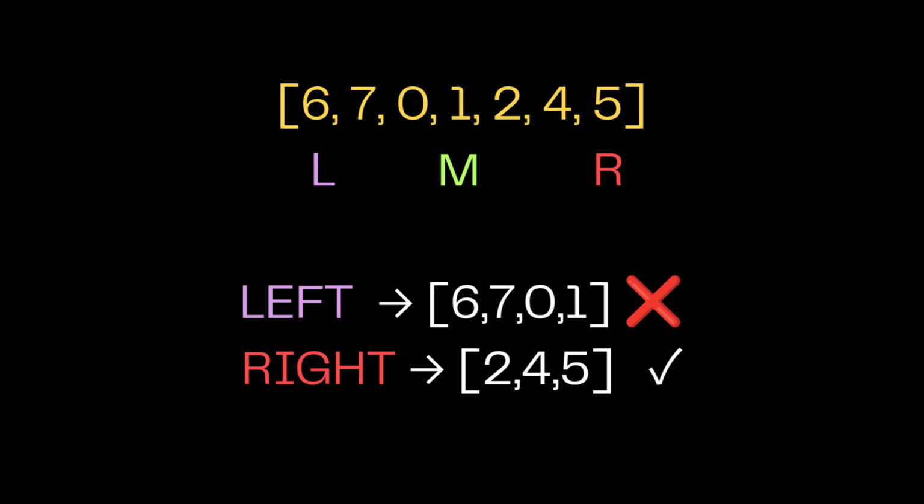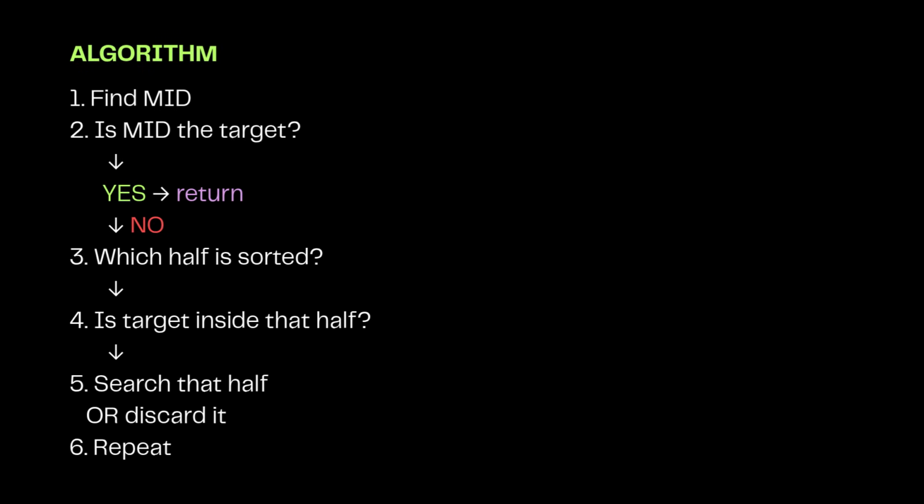So that's our entire algorithm. We start with left and right pointers and calculate the middle. If the middle is our target, we are done. Otherwise, we determine which half is sorted. We check whether the target belongs to that sorted half. If it does, we search there. If it doesn't, we discard that half and search the other side. And we keep repeating this until we find the target or the search space becomes empty.